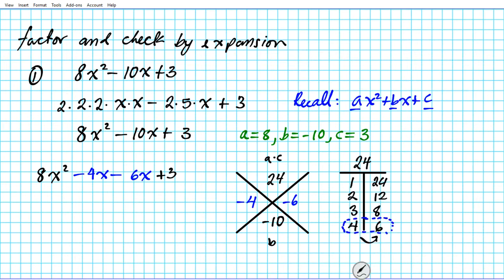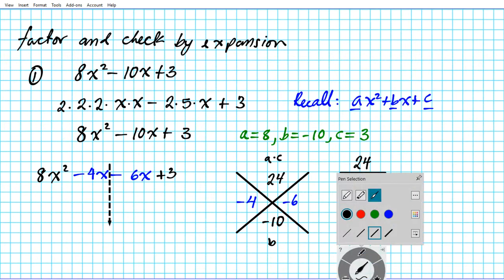Okay. Now we're going to go ahead and divide it, split it down the center in front of the sign, and now we're going to factor by grouping. So we ask ourselves, what is the GCF of 8x squared and negative 4x? What's the biggest number or biggest term that goes into 8x squared and negative 4x? The answer is 2x. Okay.